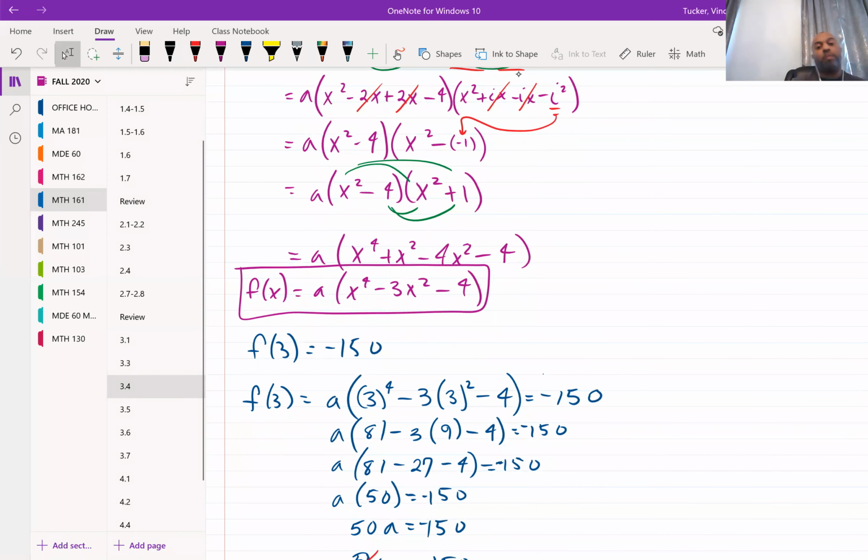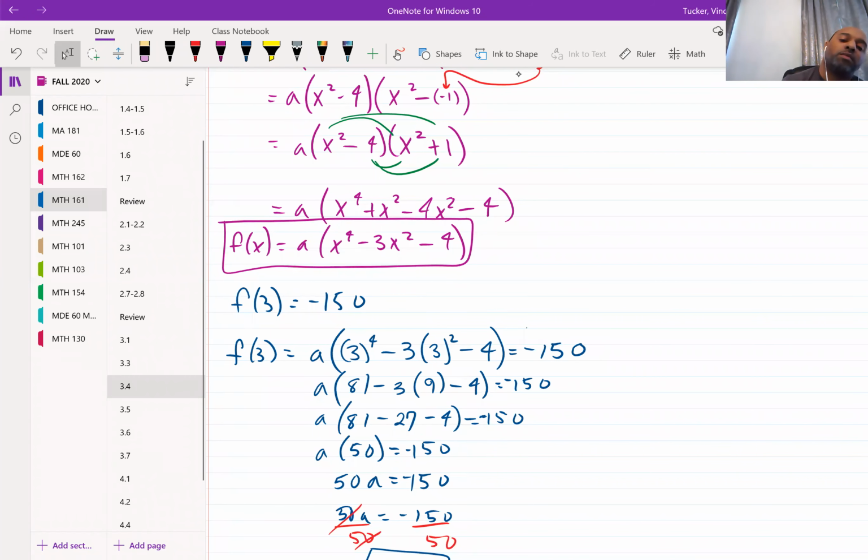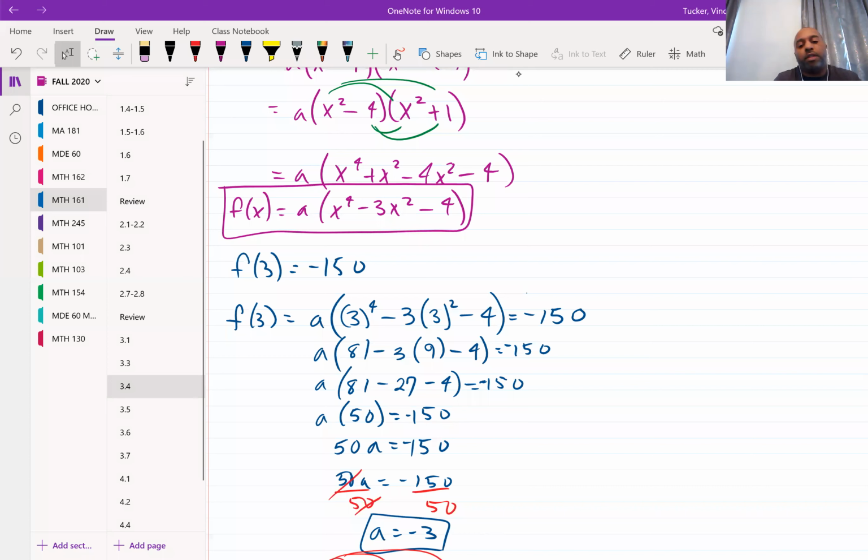So plug in 3. Every 3 to the fourth minus 3 squared, minus 3 times 3 squared minus 4. 3 to the fourth is 81. 3 squared is 9. That'll be 81 minus 27 minus 4, which ends up giving me 50. So 50A equal to negative 150. Divide by 50, and A is equal to negative 3.